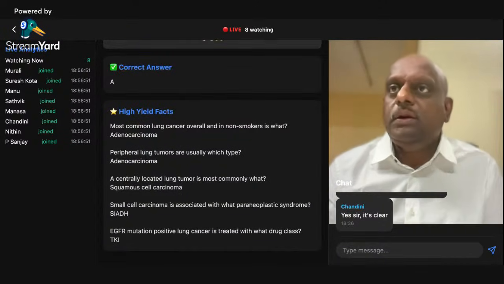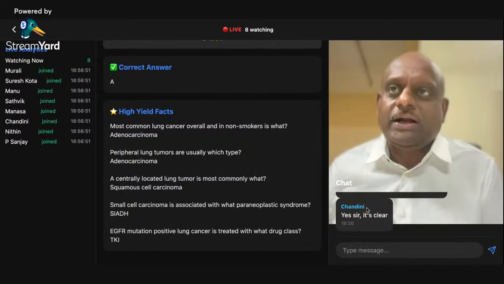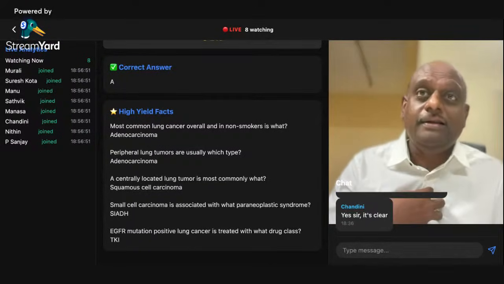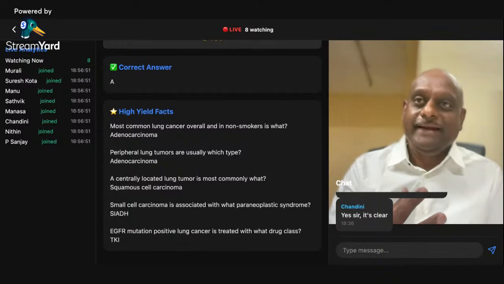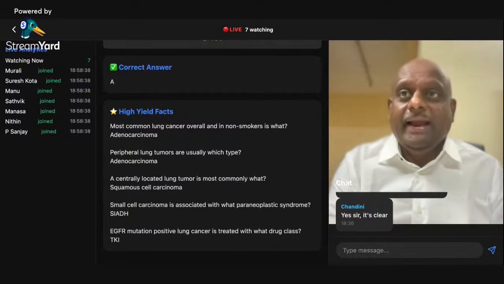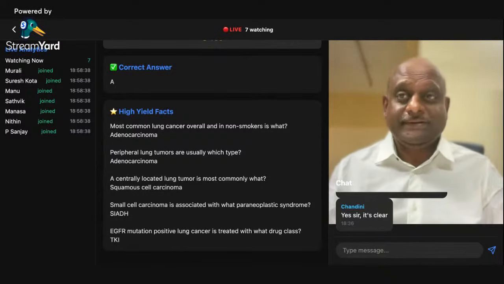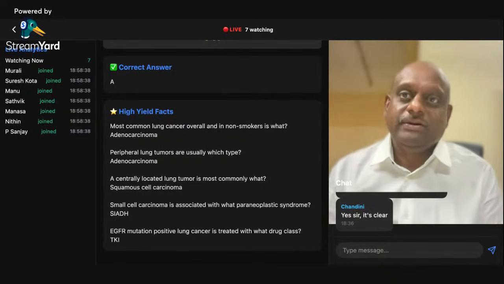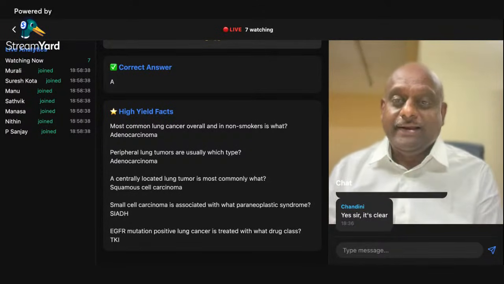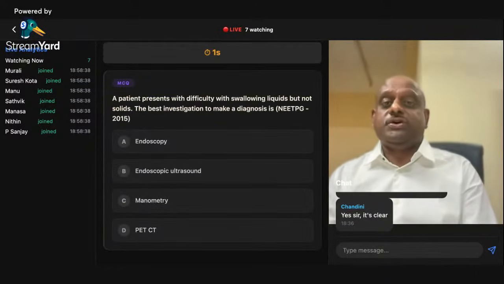Now, if you look at the most common lung cancer overall in non-smokers, it's adenocarcinoma. Squamous and small cell carcinoma are central, whereas adenocarcinoma is peripheral. And small cell carcinoma is the one which is associated with SIADH. And tyrosine kinase inhibitors are the ones which are typically used to treat lung cancers which are EGFR mutation positive, is what you should remember.